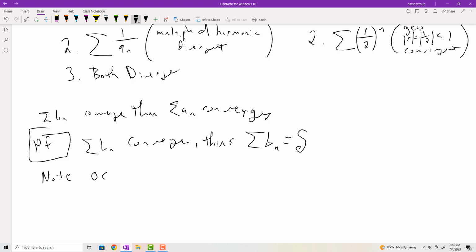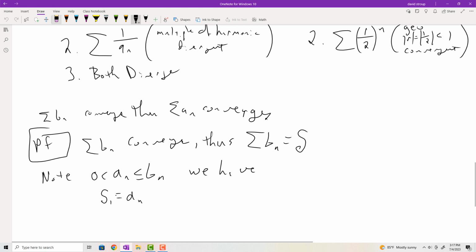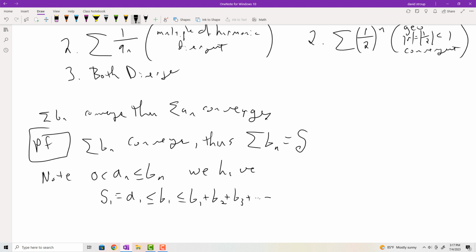noting that we have this inequality holding for the terms of the series, we have the sequence of partial sums for A sub n being increasing and being bounded above, which is the monotonic convergence theorem, basically. So S sub 1, talking with regards to the series A sub n, the first partial sum would be A sub 1. And of course, that would be bounded above by B sub 1, less than or equal to B sub 1 plus B sub 2. And I said B sub 1, but I wrote B sub n. B sub 2 plus B sub 3 plus dot dot dot plus B sub n, and that will be less than or equal to that number s.